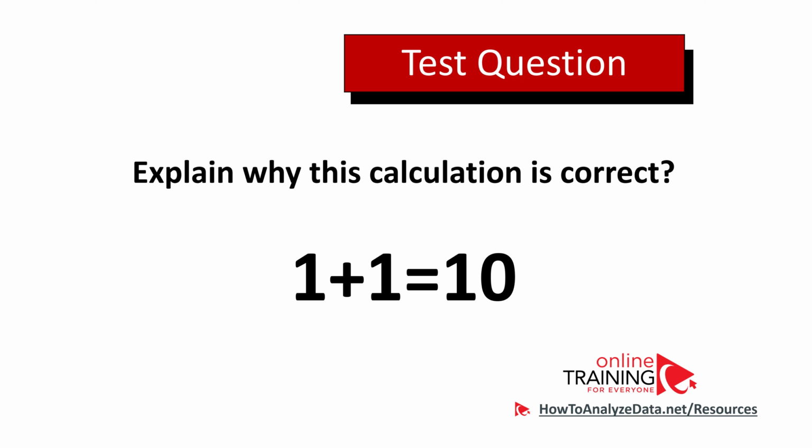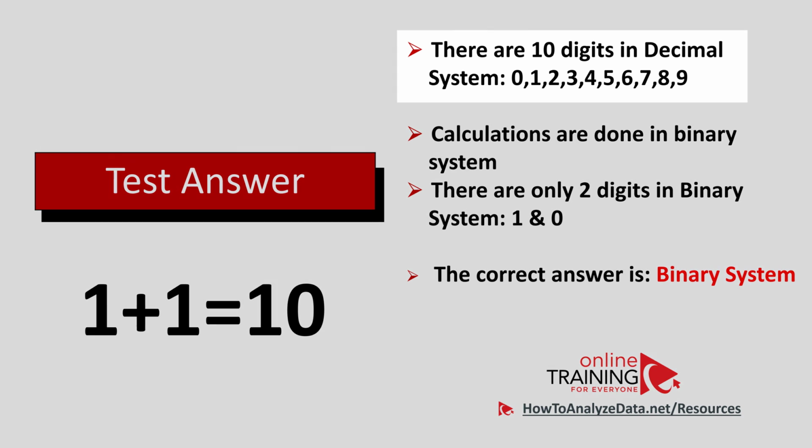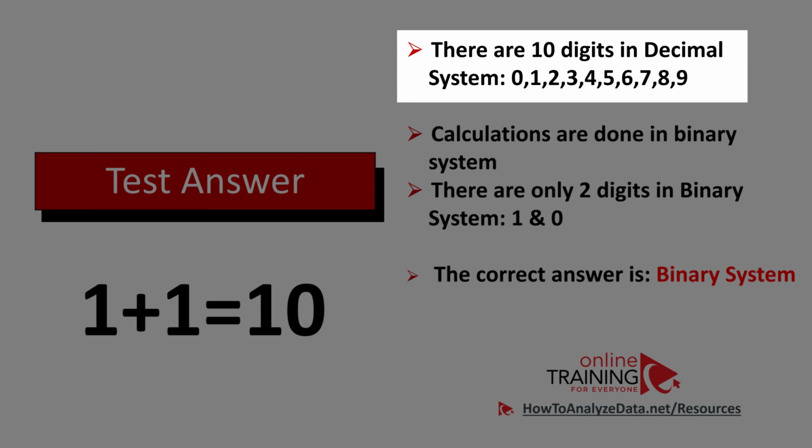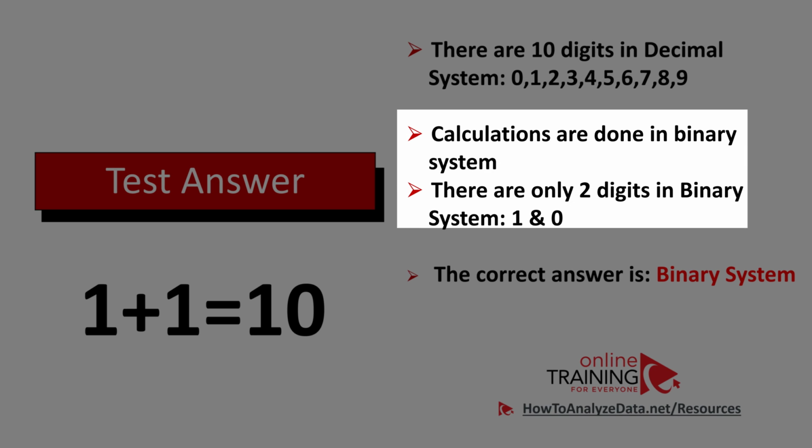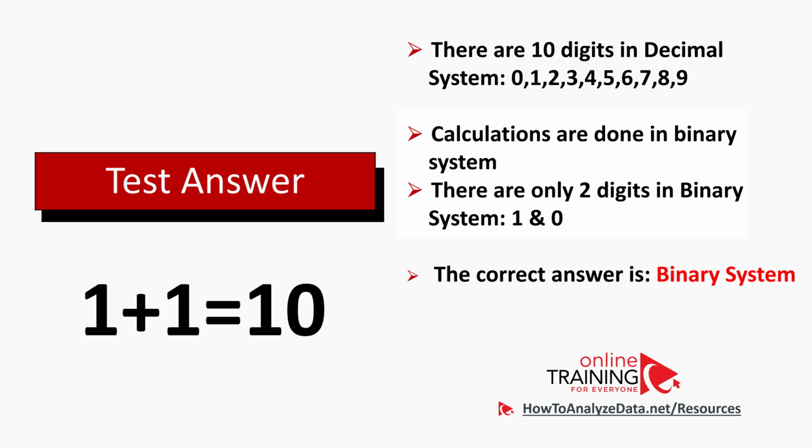Let's continue to see how we can solve this challenge and get to the correct solution together. Typically, when we do calculations, we use 10 digits in the decimal system. We use 0, 1, 2, 3, 4, 5, 6, 7, 8, and 9. But here, calculations are done in the binary system, and there are only 2 digits in the binary system, 1 and 0. So what happens when you add 1 plus 1 in the binary system? What looks like 10 in the binary system is 2 in the decimal system. So the correct answer is that this calculation is possible because of the binary system.